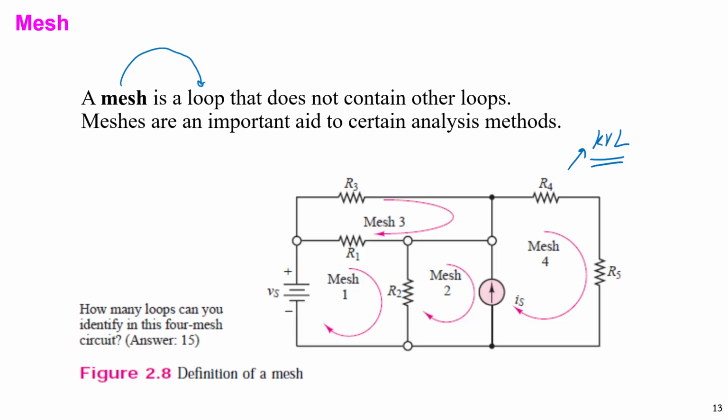So if we would like to count the loops of this circuit, you will get 15. This also, so you can get 15. But in this circuit we have only 4 meshes.